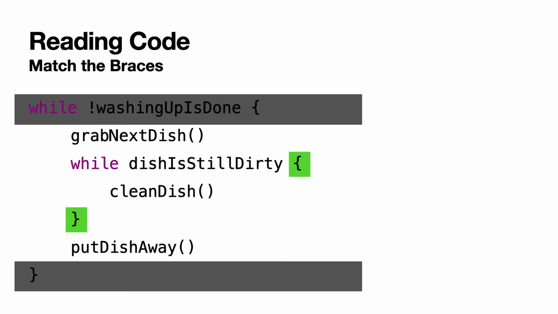We evaluate the condition, is the washing up done? If the washing up is done, then we keep going. We don't keep going because we have the logical not operator there. But if the washing up is done, the not will flip it to false, and then we'll be able to exit this loop.